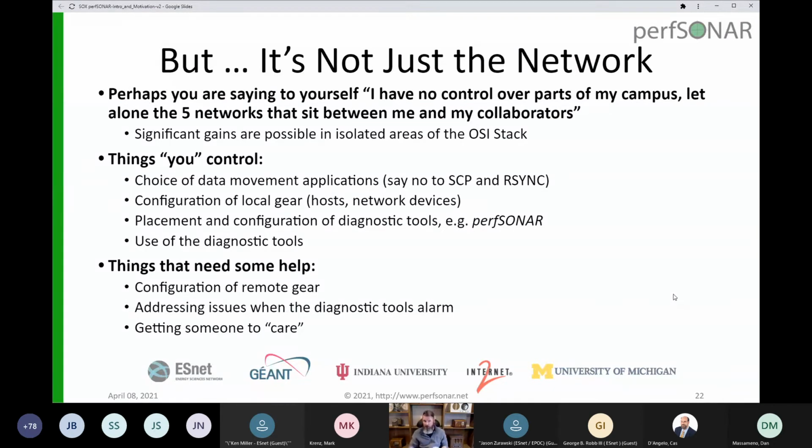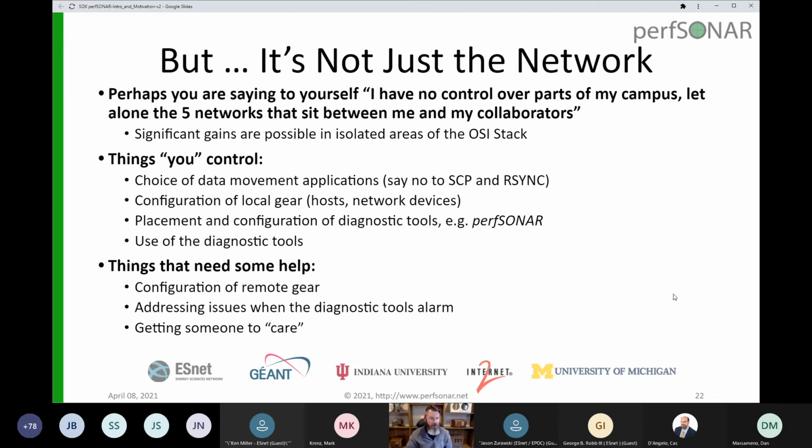You can control the gear that you buy on your network. You can control the types of data transfer protocols you use. If you've got researchers that still want to use FTP, there's ways to get around that. You could talk them into something else, or you could just block FTP. But SCP and rsync are still available. They're slow. There's a lot better options out there. We usually drive people now towards Globus because they just have a lot of amazing data transfer tools and make that all very simple.